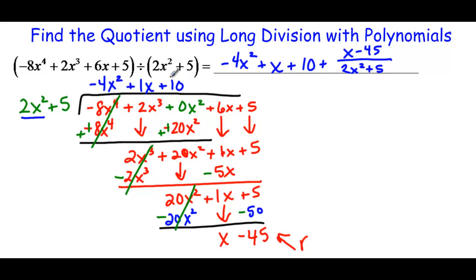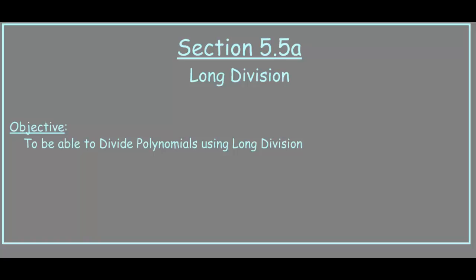And again, if I want to double check if I have extra time, I could take what I'm dividing by times my answer, my quotient, multiply those together to get back what I started with. Hopefully you feel a little bit better about being able to divide polynomials using long division.